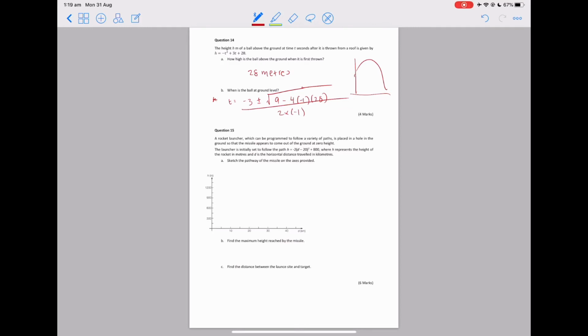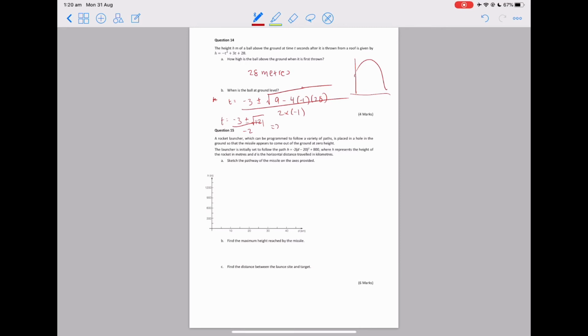So if you put this, as you can see, I kind of don't have space at all. So let's see, what's 9 take away 4 times -1 times positive 28. That's going to give me 121. So therefore, t is equal to -3 plus minus the square root of 121 all over -2. The square root of 121 is equal to 11 in this case.